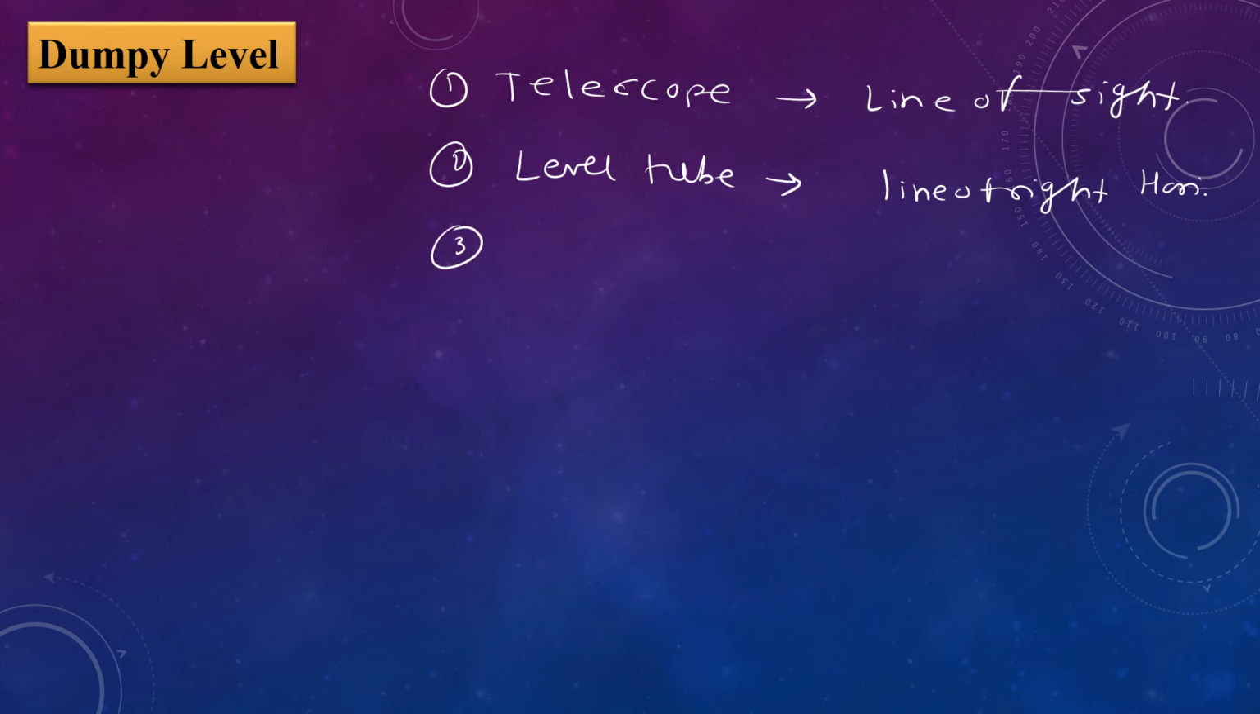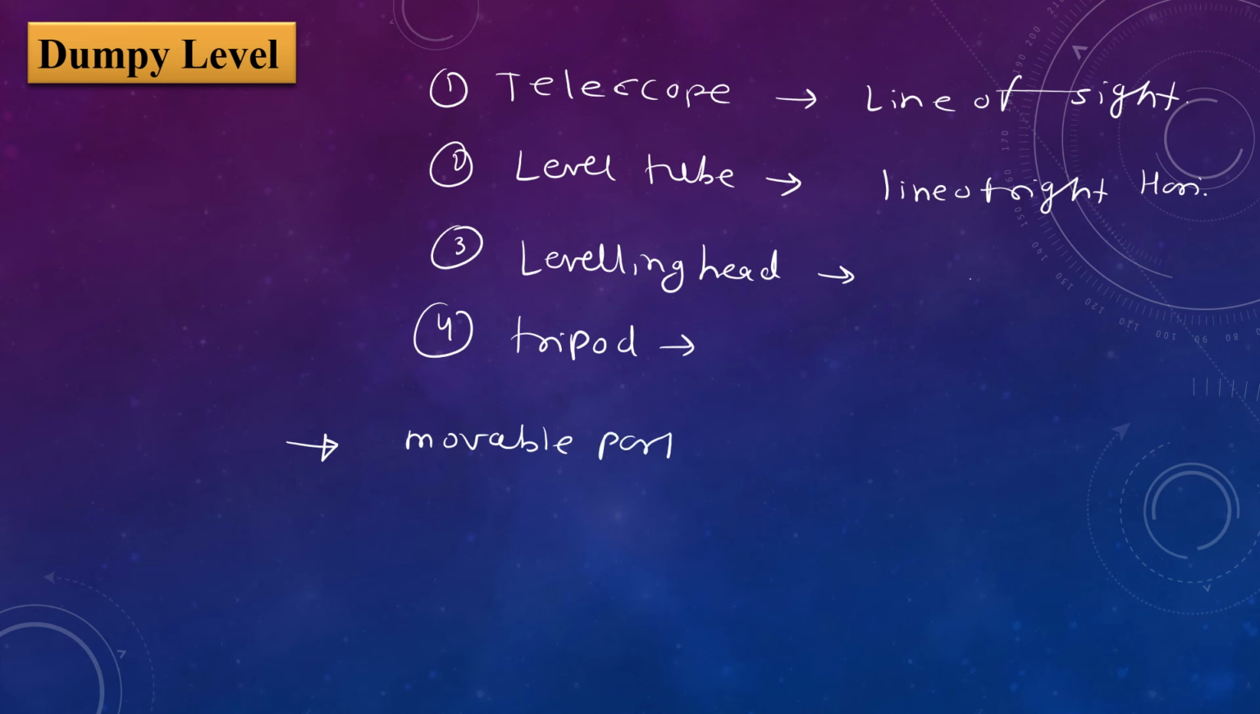Then third one is leveling head. This leveling head is used to center the bubble of that instrument, so the bubble runs to the center line of the level. Then next is tripod. Tripod is used to support the instrument. Advantages of this dumpy level are, it has no movable parts. Then the adjustments are fewer, and these adjustments last long, so longer life of adjustment.